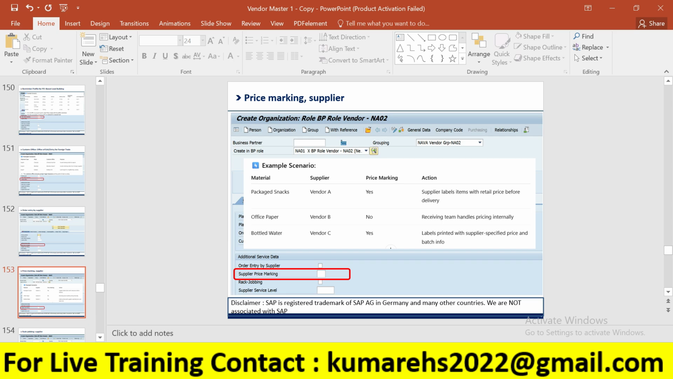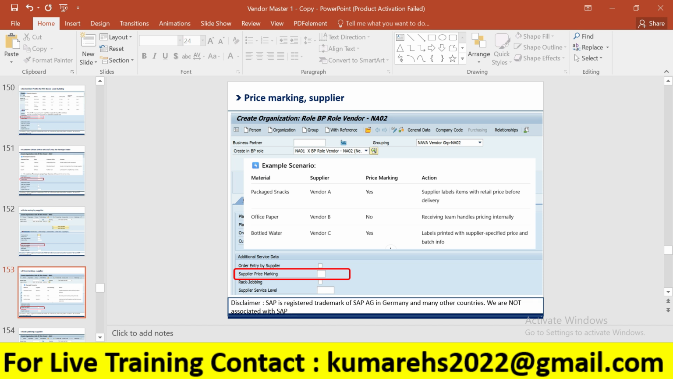Number 2, purpose: ensure compliance with pricing regulations or customer requirements, helps streamline receiving and sales processes when prices are pre-marked, reduces manual labeling effort at receiving or sales points, supports audit and traceability requirements for pricing. Stage number 3, how it works in SAP. Step number 1, indicator assignment.